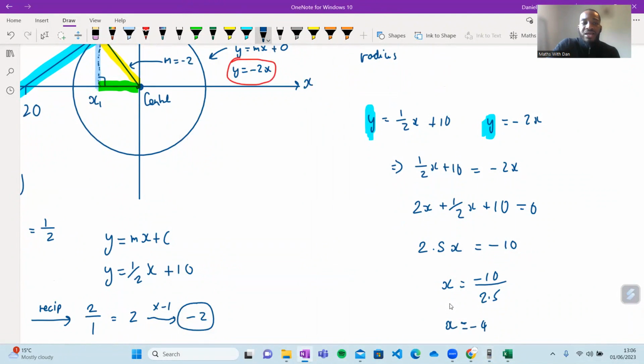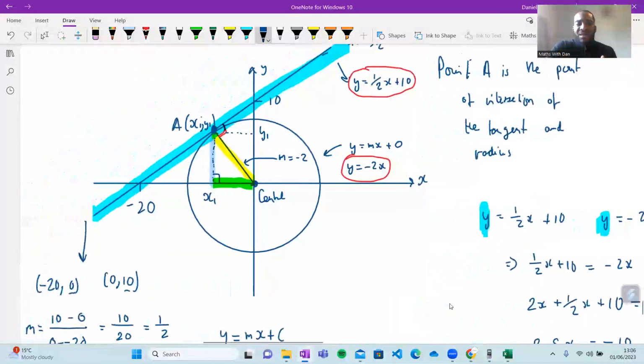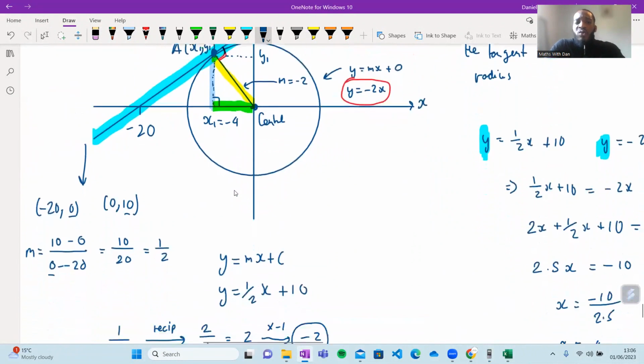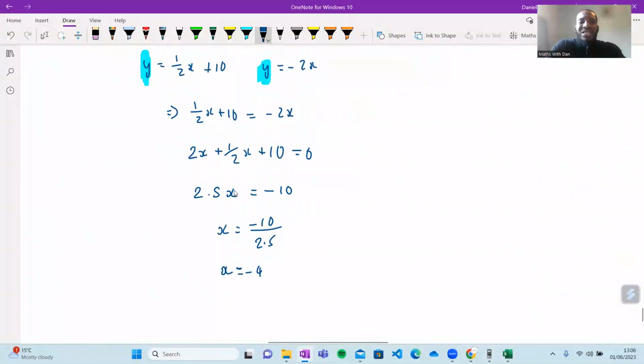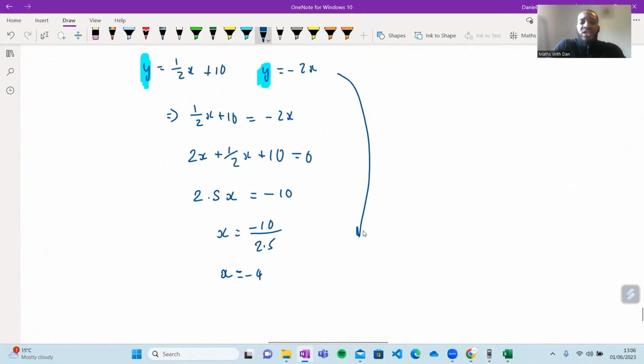And geometrically, that makes sense. In an exam, I expect my x coordinate to be negative because it's on the left side. So that makes a lot of sense. That's minus 4. How do I find the y coordinate? Well, it's just a simultaneous equation. We plug x into one of the equations, and I'm going to plug it into this one because it's easier to work with. y equals minus 2 times x, and x is minus 4, so it's minus 2 times minus 4. It's positive 8.